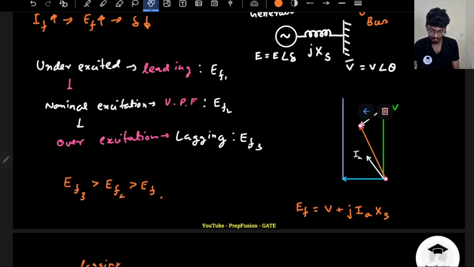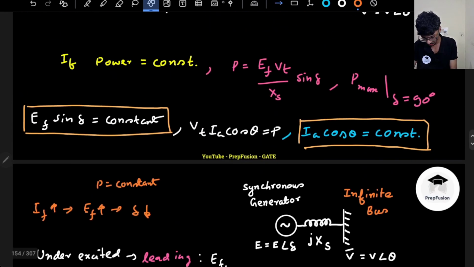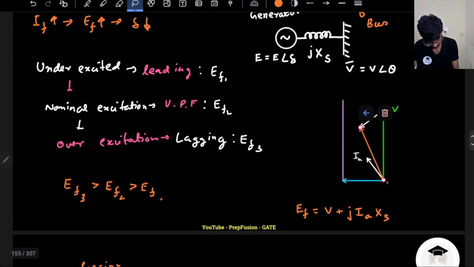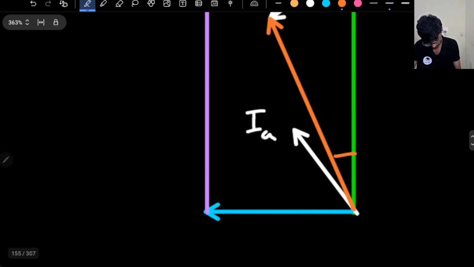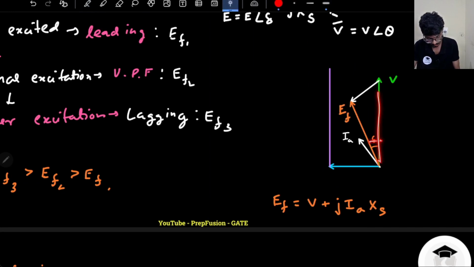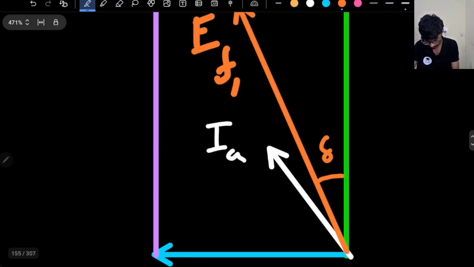Correct? Now one thing you have to keep in mind is that we will make sure this condition is satisfied, that is, EF sin delta is constant. That means this is the angle delta. So this is my EF, and this is EF cos delta. What will be EF sin delta? EF sin delta will be this. So basically EF sin delta will be constant. Let's say this is EF1, and this is delta 1.